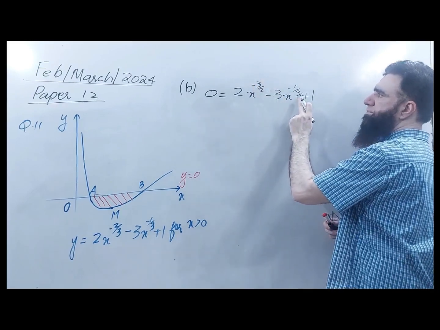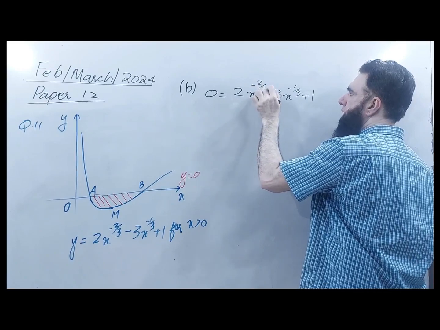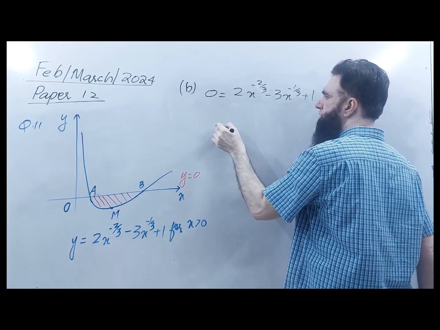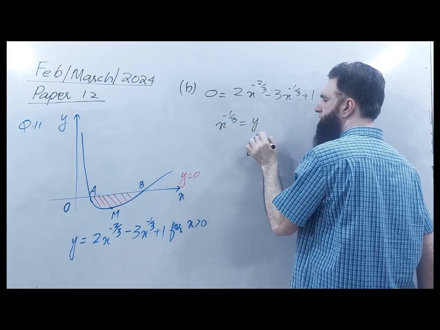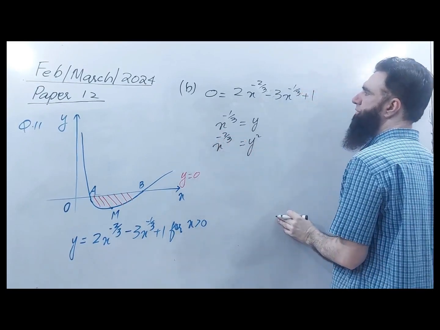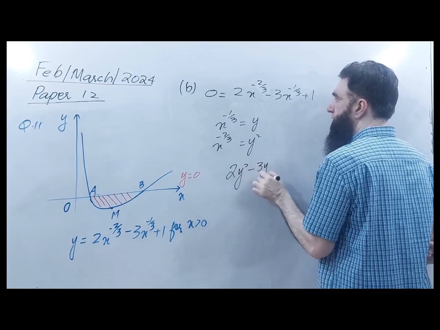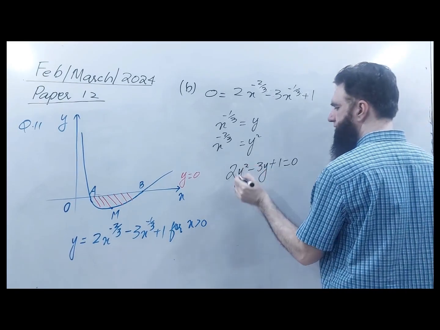This is minus 2 by 3. This is minus 2. This value is double of this. So we take this equal to y. And if we take y squared, this becomes x. We take square on both sides, this is minus 2 by 3. So the equation becomes 2y squared minus 3y plus 1 is equal to 0. You can use the calculator to find these values.